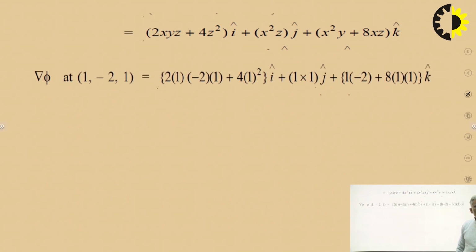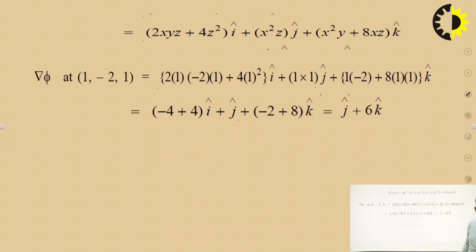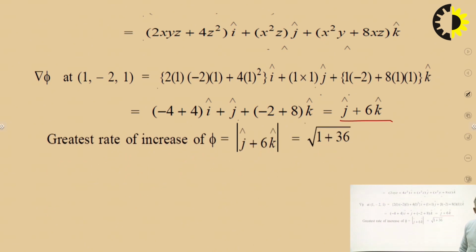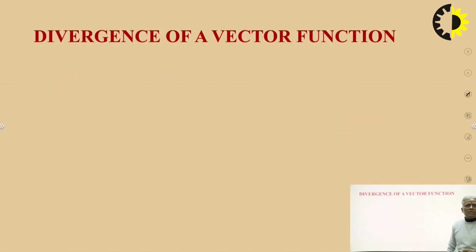After the calculation at this point, I obtain the value of del phi at (1, -2, 1), which has 6 k cap plus j. After the calculation, I want to calculate the greatest rate of increase, the magnitude of del phi, right? That means the magnitude of this vector, and students know how to calculate the magnitude of this vector, right? It is the square root of the sum of squares of the coefficients of j and k. In this way we can calculate, and this will be 30 under root 37. So in this way we can find the greatest rate of increase of any scalar point function.